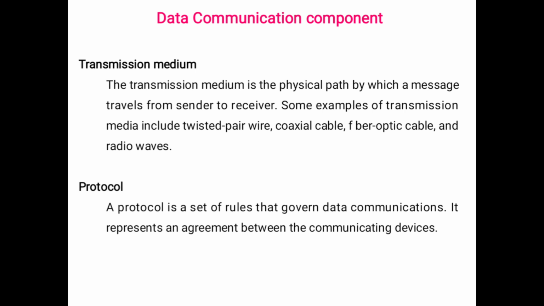And the next one is transmission medium. The transmission medium is the physical path by which a message travels from sender to receiver. Some examples of transmission media include twisted pair wires, coaxial cable, fiber optic cables, and radio waves. And the final one is protocol. A protocol is a set of rules that govern data communications. It represents an agreement between the communicating devices.